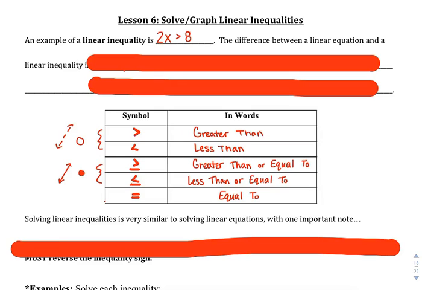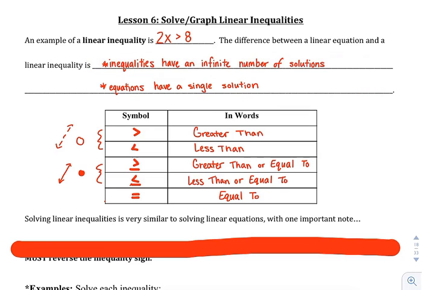We've looked at inequalities, or you guys have looked at inequalities before in your other math courses. An example of a linear inequality is something like 2x is greater than 8. It just has a single variable, nothing like x squared or anything like that. Now, there is a difference between inequalities and equations. You solve them similarly, but inequalities have an infinite number of solutions, while equations have a single solution.